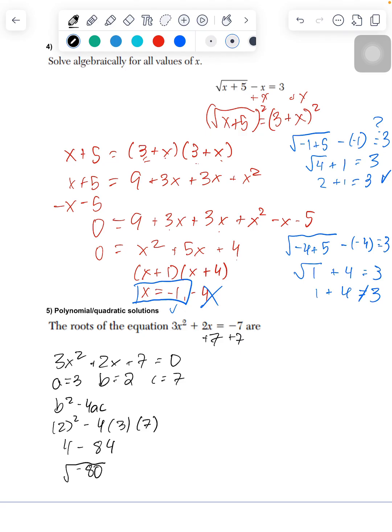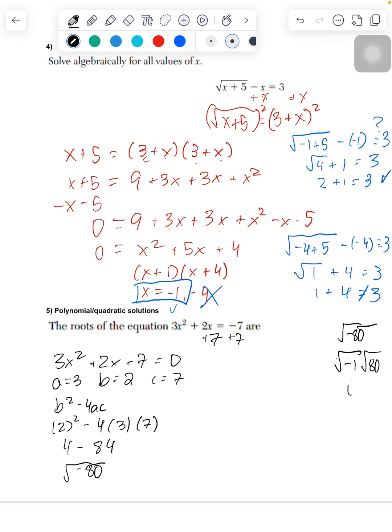So I'm going to break up this negative 80 here, right, into a complex solution. I can express this as negative 1 times 80, right? The square root of negative 1 is i.